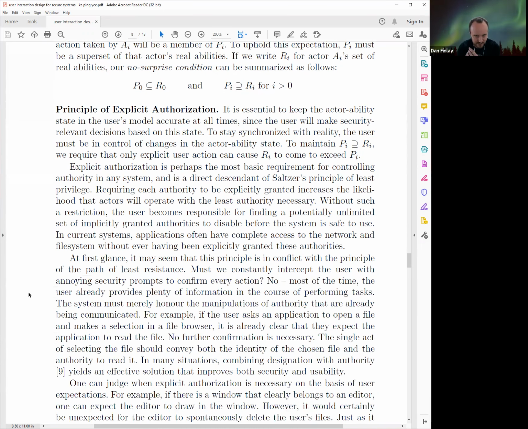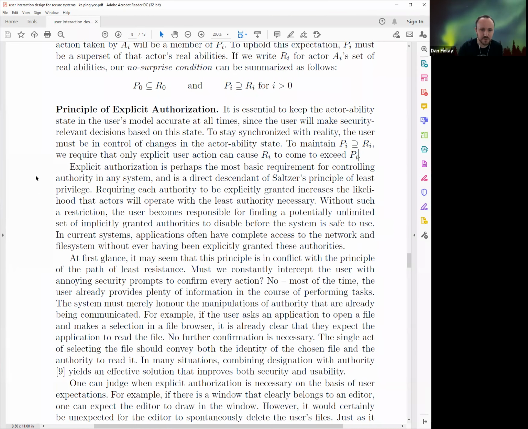Principle of explicit authorization. It's essential to keep the actor ability state in the user's model accurate at all times, since the user will make security relevant decisions based on this state. To stay synchronized with reality, the user must be in control of changes in the actor ability state. To maintain that another actor's perceived abilities are less than what they can actually do, we require that only explicit user action can cause another actor's real abilities to come to exceed our perceived set of their abilities.